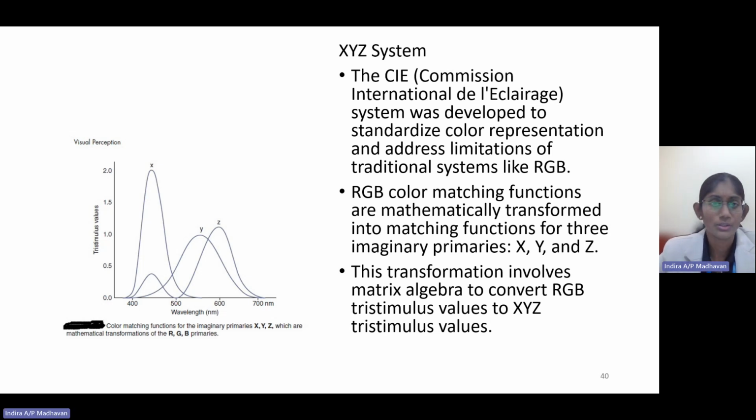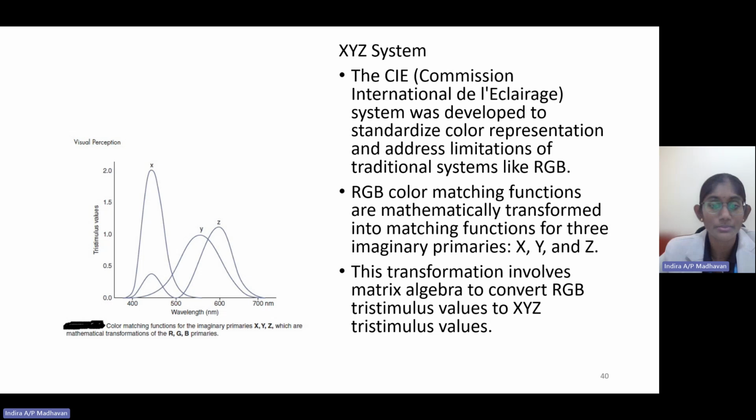Okay, so the CIE system, which is this XYZ system, actually addresses the limitation from the RGB system. They transform the RGB system to the XYZ system by changing their values to vector component.